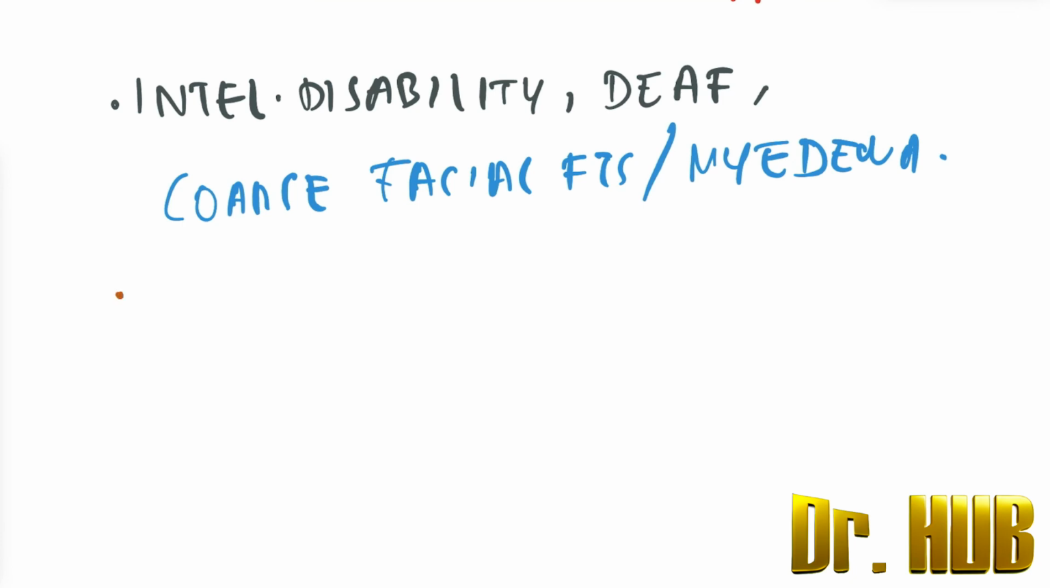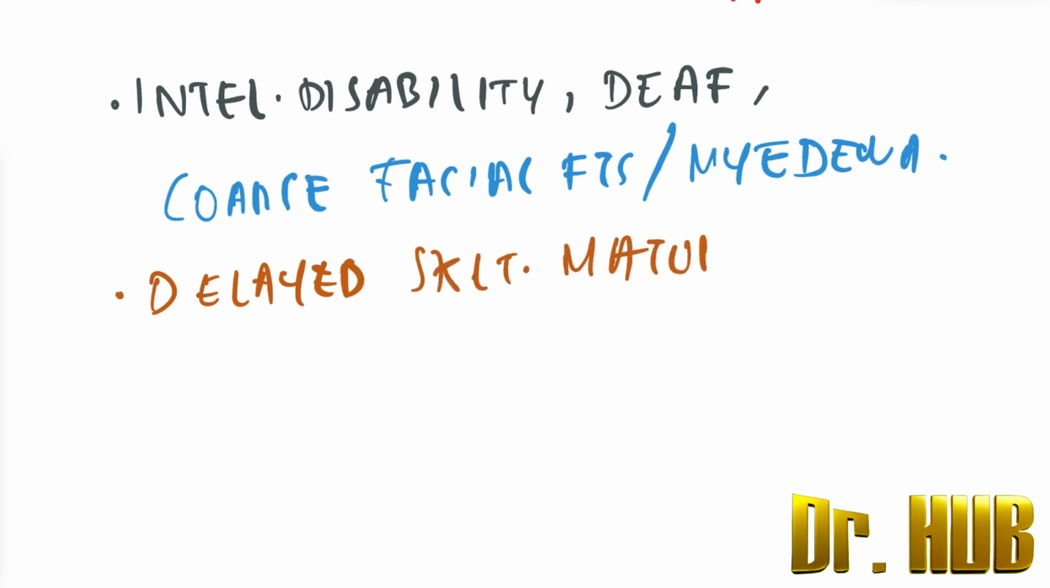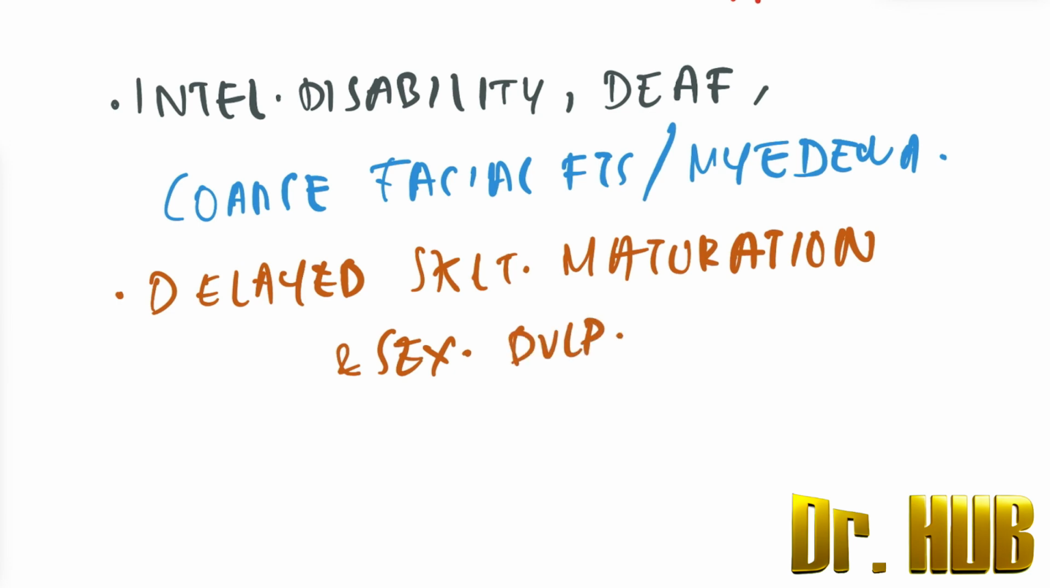Then when you're looking at the mixed edematous type, there is delayed skeletal maturation and delayed sexual development. And there is also severe short stature.